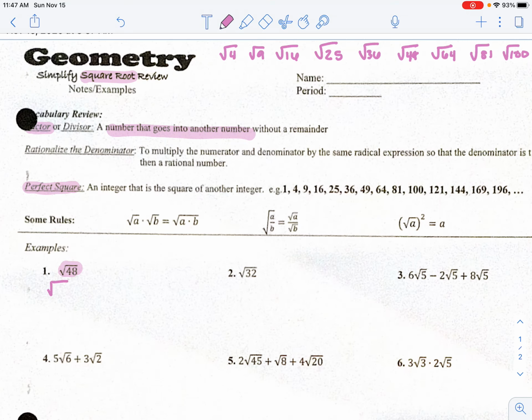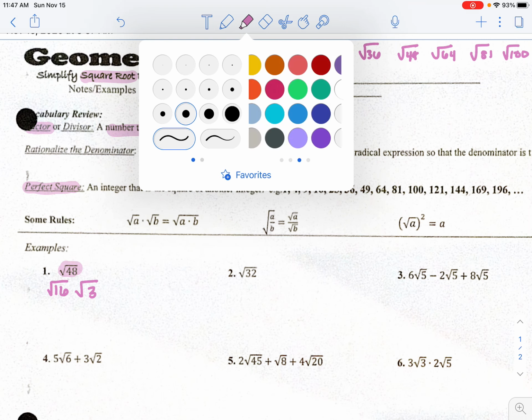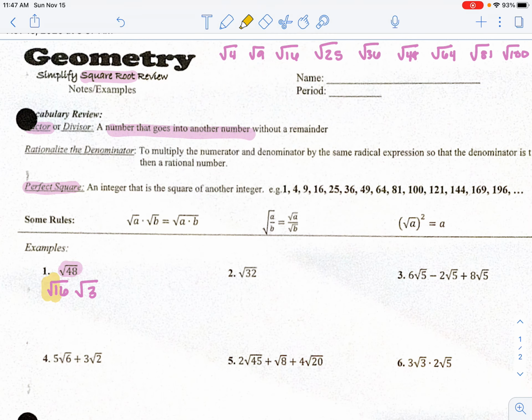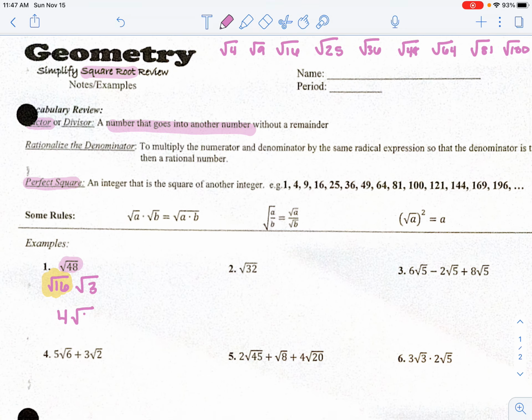So I break this up into the square root of 16, because that's the perfect square that goes into it perfectly, and the square root of 3. Now I identify that I know what the square root of 16 is, because that's a perfect square. The square root of 16 is 4. It's on our list there. The square root of 3 is not on our list, so I just keep it as the square root of 3. So my final answer is 4 radical 3, or 4 square root 3.